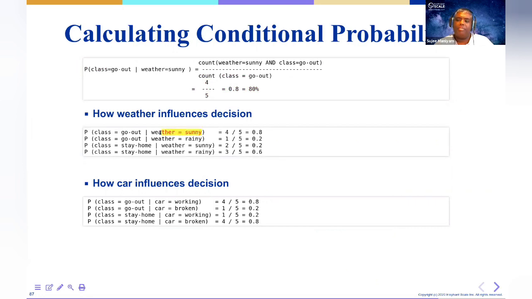So for sunny, okay, weather is sunny, what are the chances of me going out? If you look at the numbers, the numbers will make sense, right? So weather sunny, chance of me going out, I just calculate 80%. Whether it's rainy, chance of me going out? Again, plug in the same formula.